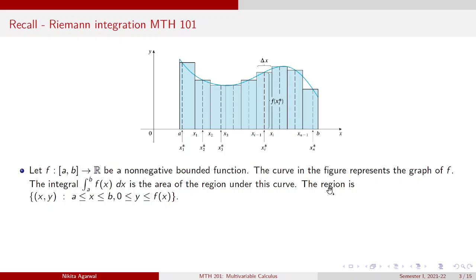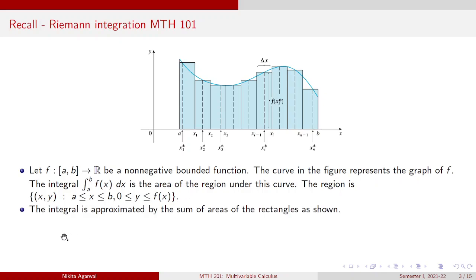And what is this region? It's (x, y) in R2, where x varies from a to b and y varies from 0 to f(x). Okay, so x goes from here to here and y goes from 0 to wherever the curve ends, right, which is f(x).